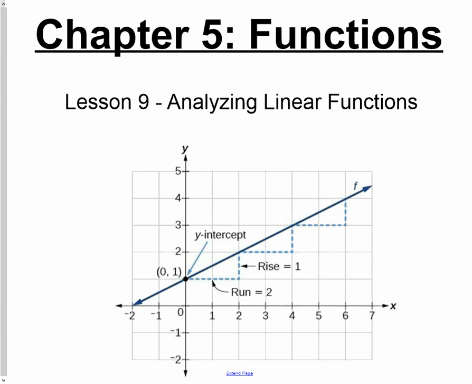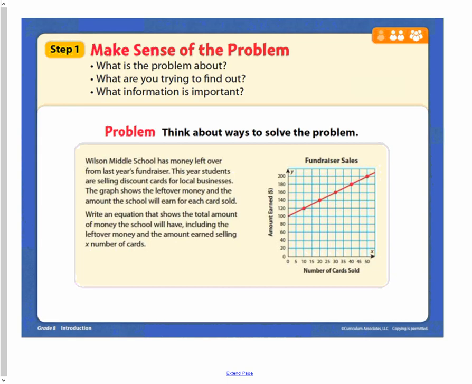All right, we're continuing chapter 5. This lesson is all about analyzing linear functions, and we're going to be talking about two main things in this section: writing linear functions given different situations, and also finding different ways to find the rate of change, which is also going to be called the slope. All right, so in your notes, let's start off with this first example.